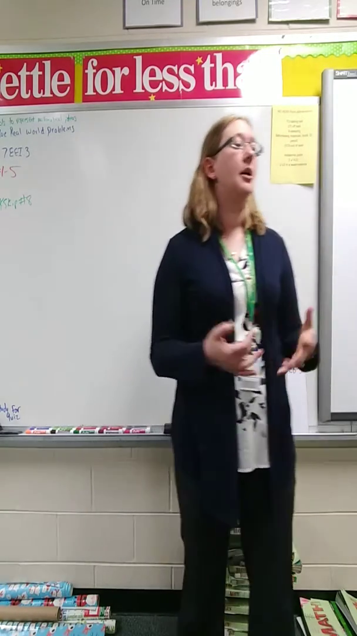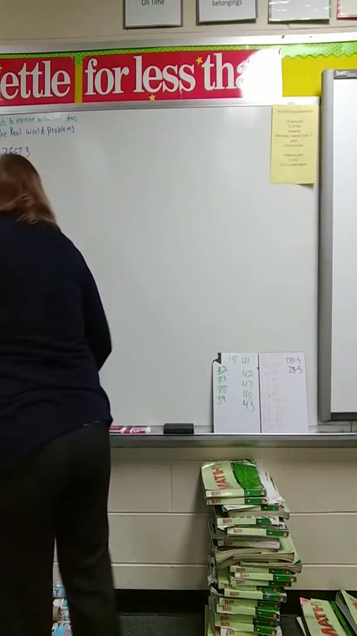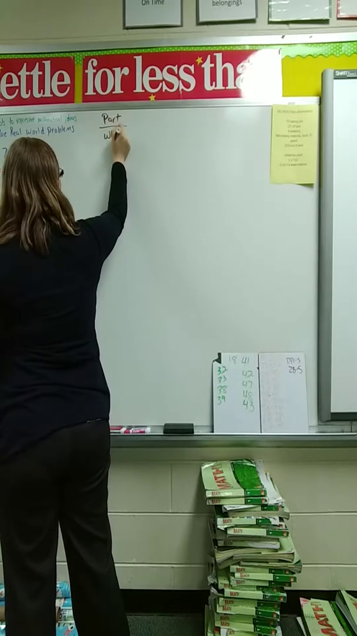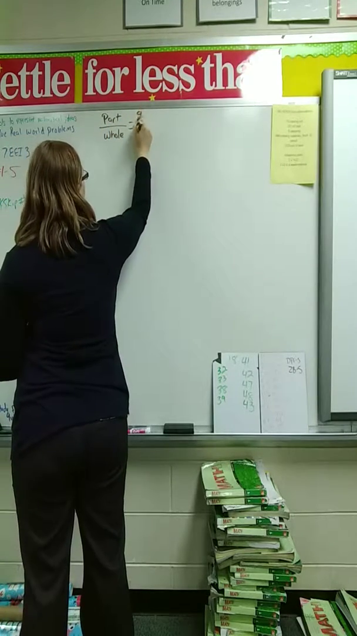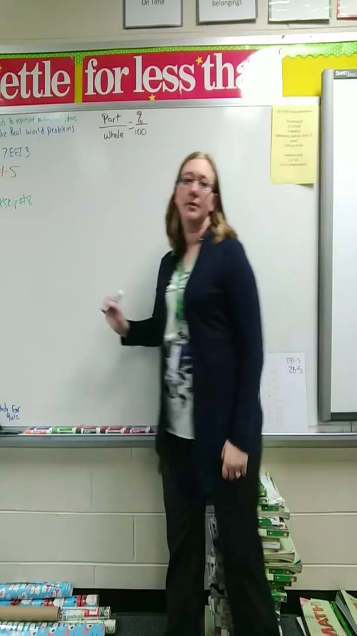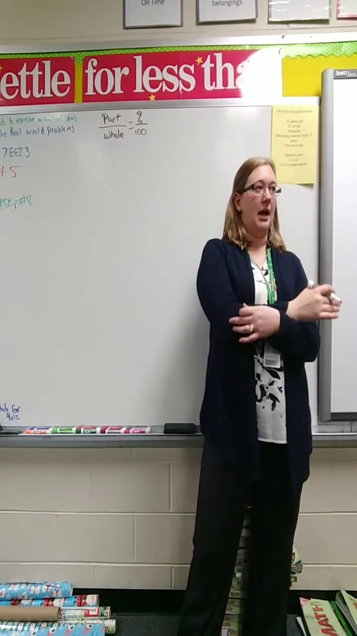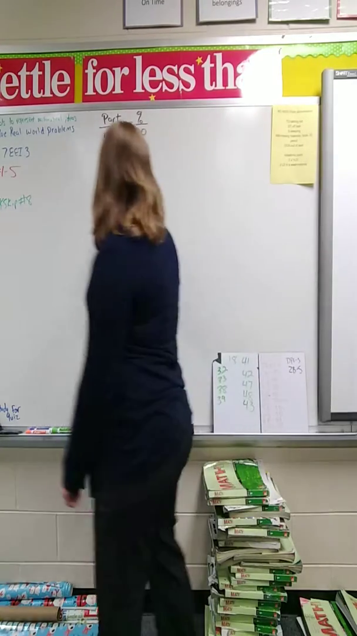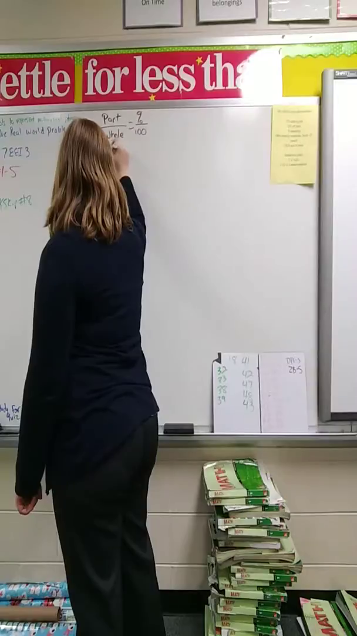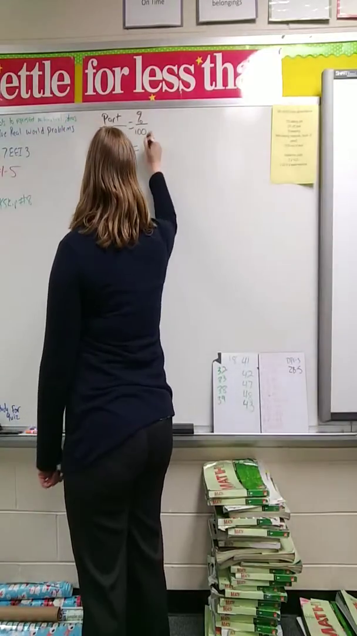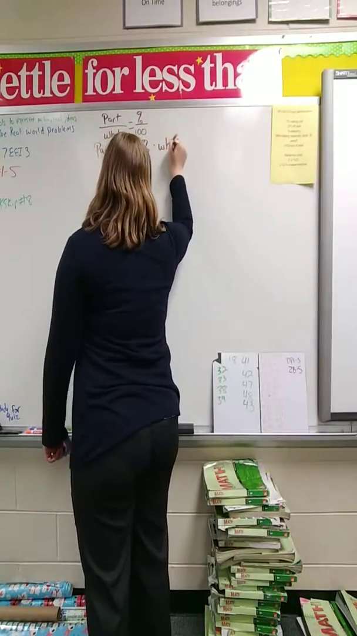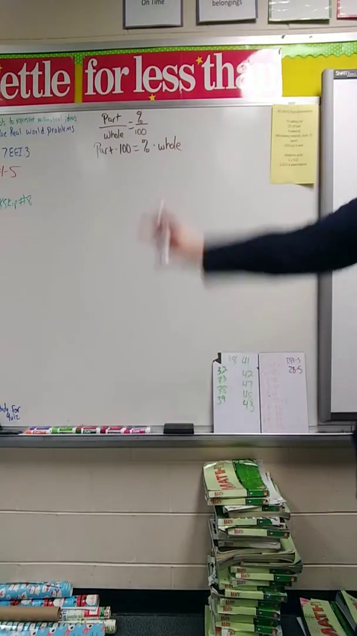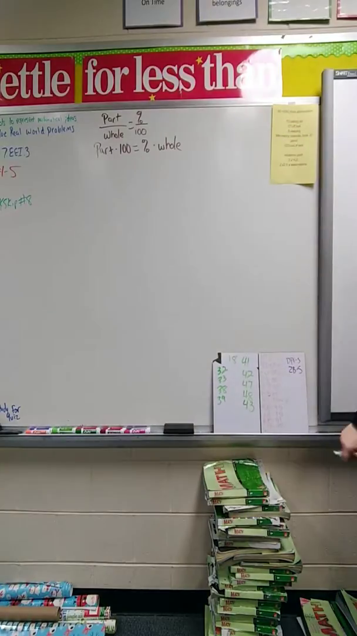Alright? So, when we had our percent proportion, we had the part over the whole being equal to some percent out of 100. And then we had to cross multiply to solve for our missing variable. So, we had the part times 100 equals the percent times the whole, after we cross multiply. That's where we ended up, correct? Okay.